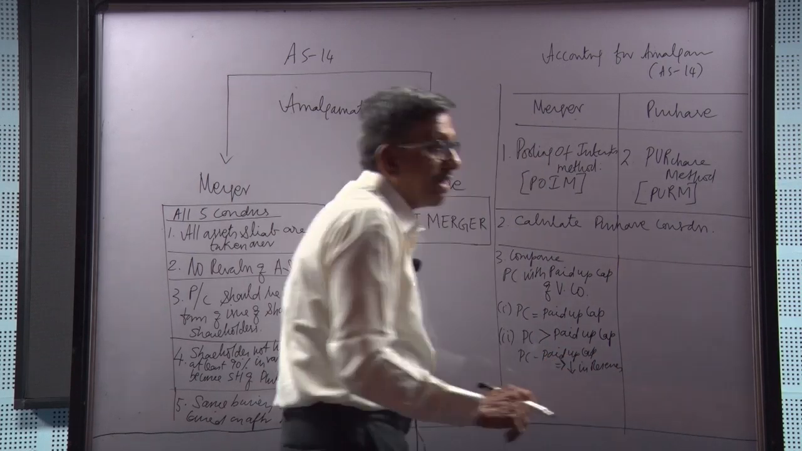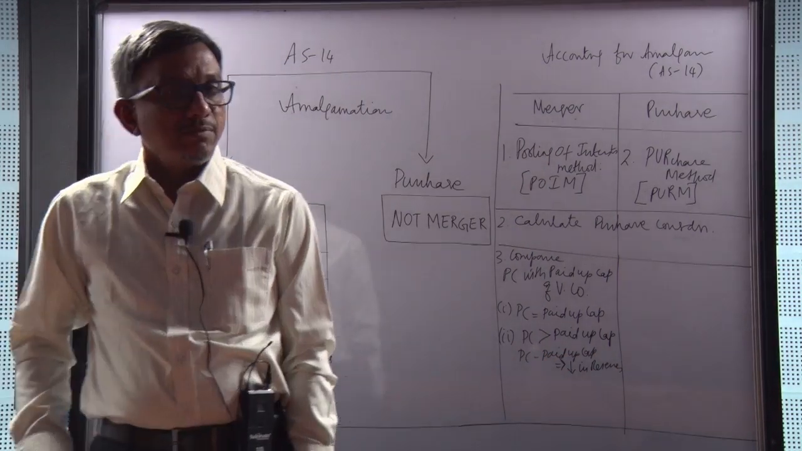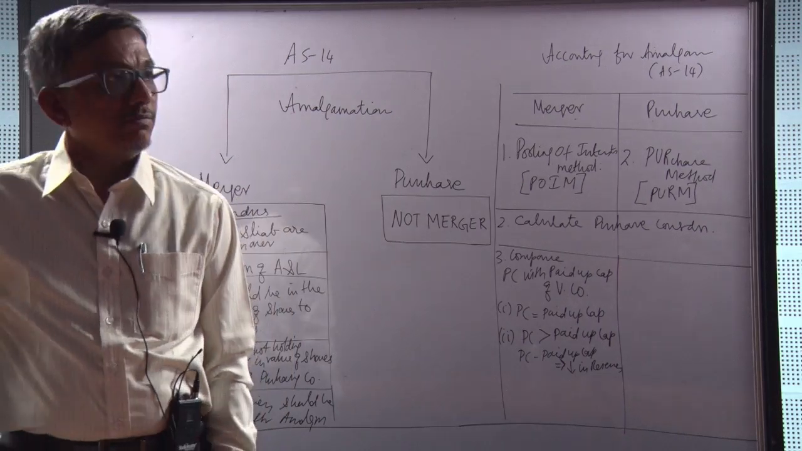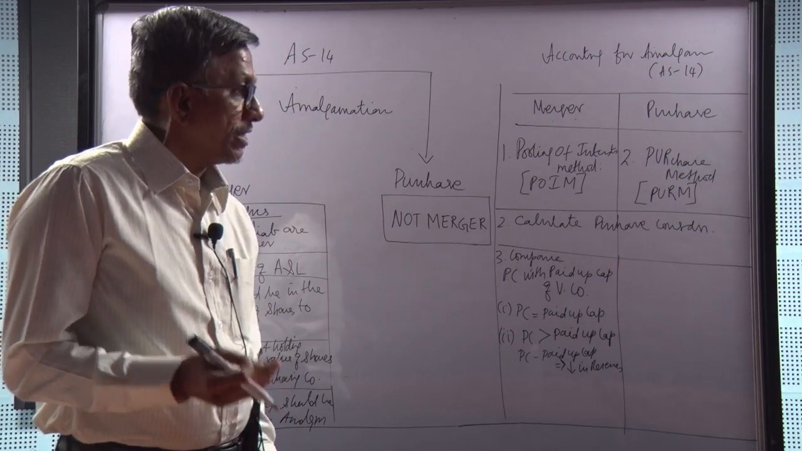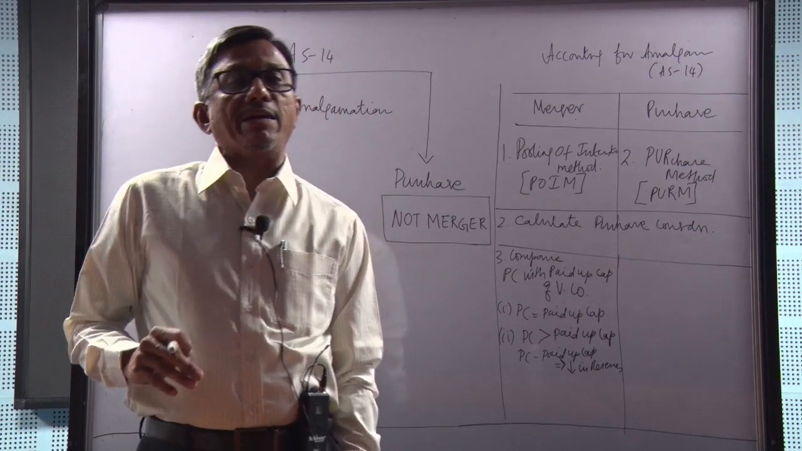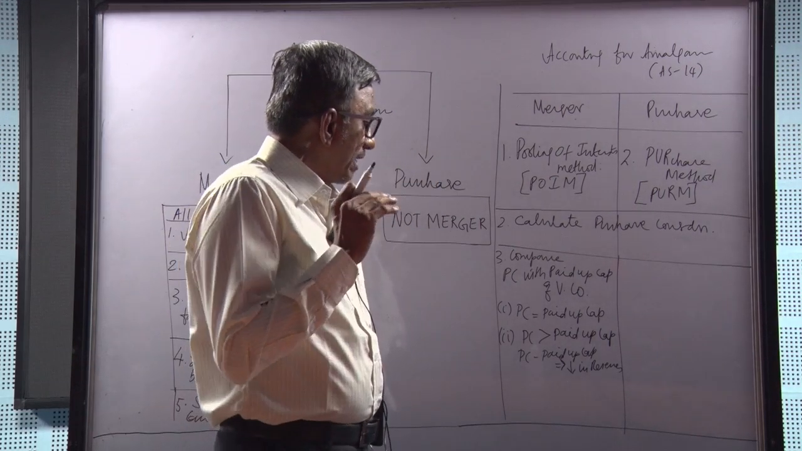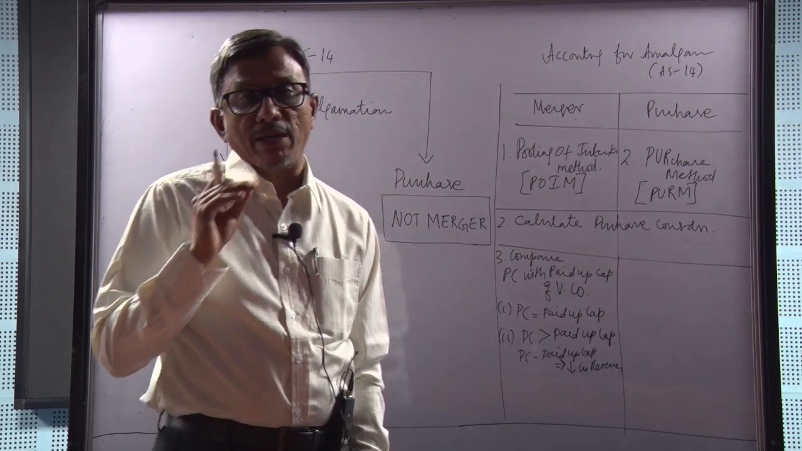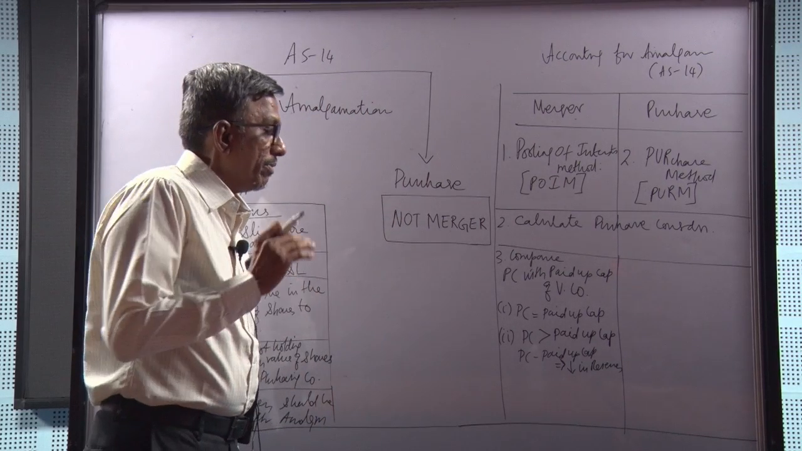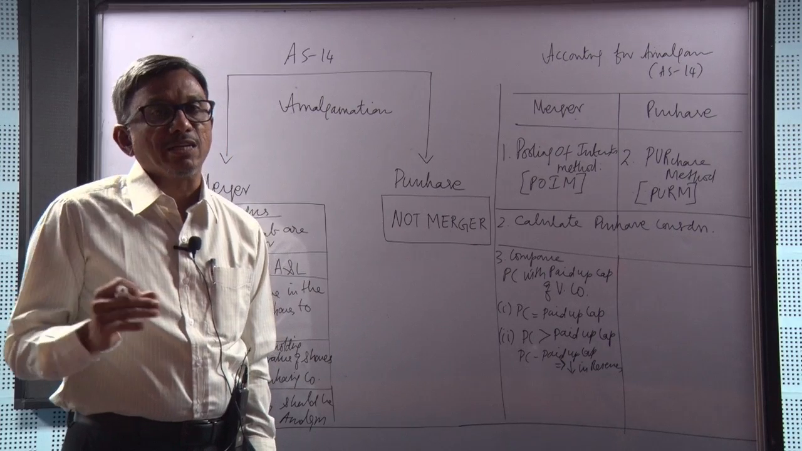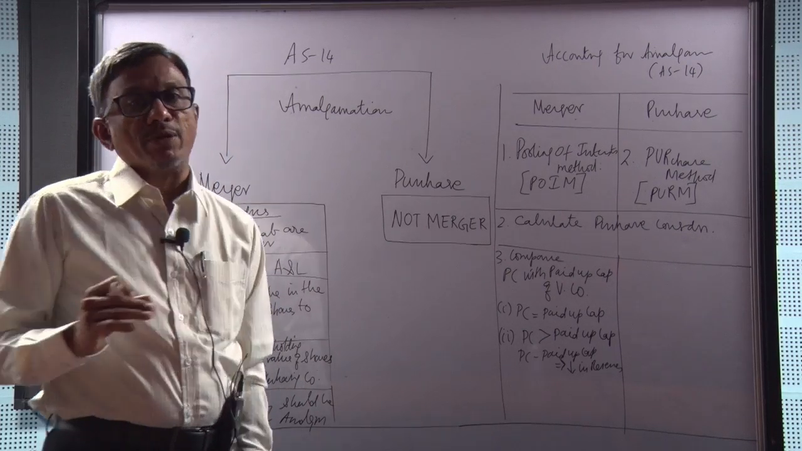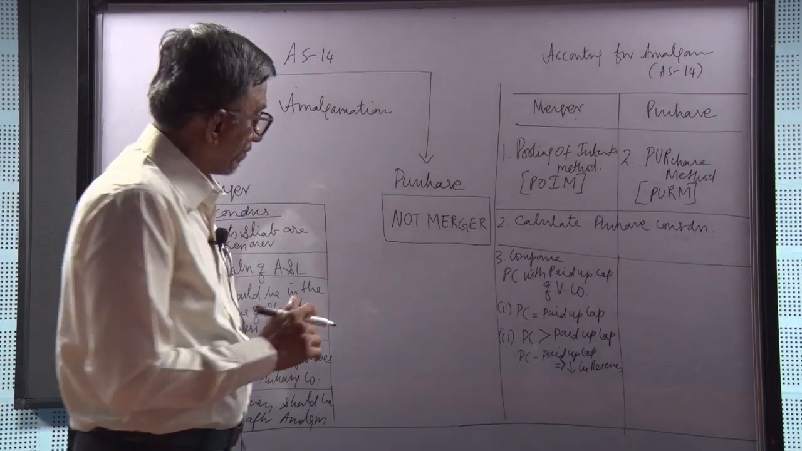Primarily the decrease will be made in the general reserves of the transferring company. If general reserves are not available, you can make this adjustment in the P&L account. So if the consideration is more than the paid up capital, the difference between these two will be a reduction in the general reserves of the transferring company or the purchasing company.